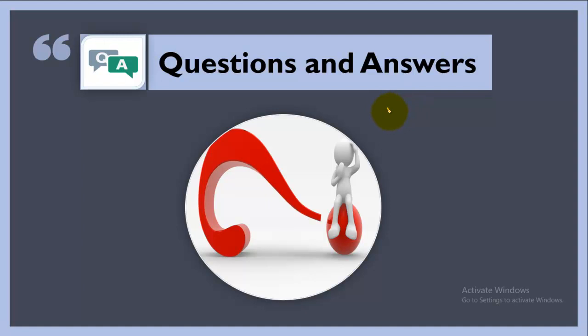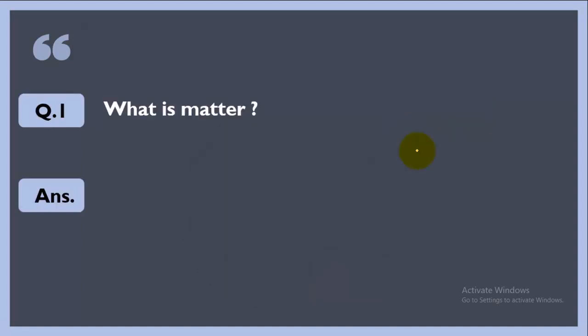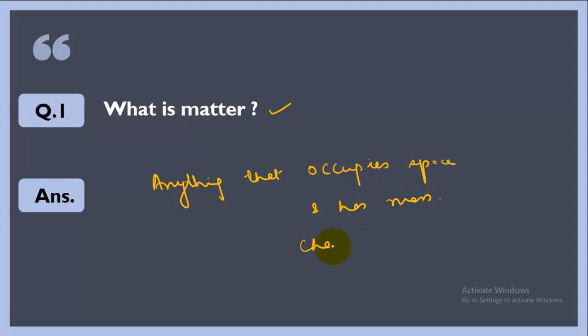Now let us do a few questions and answers. So the first question is, what is matter? We have done that anything that occupies space and has mass is called matter. For example, we have a chair, a table, a pen and lots more, because most of the things which surround us occupy space and possess mass also. So everything that is surrounding us is an example of matter.